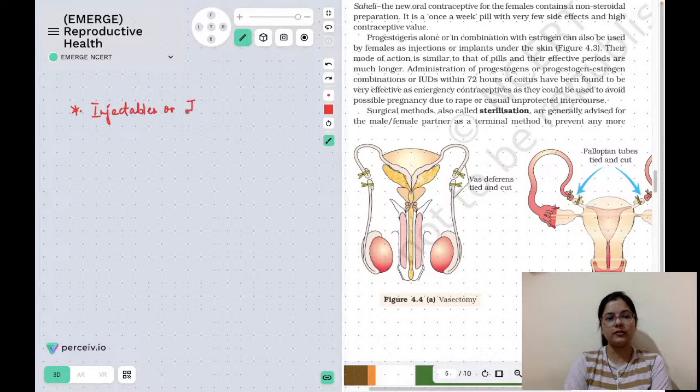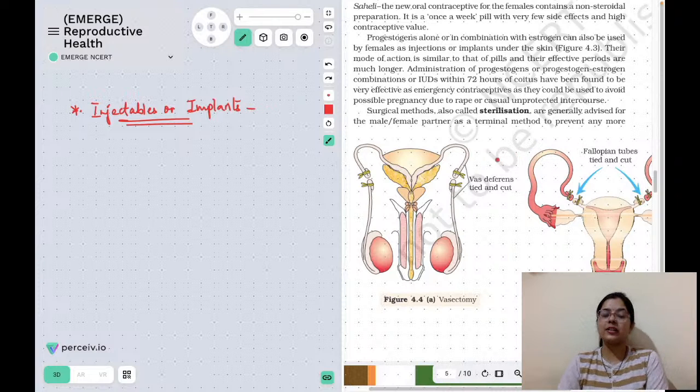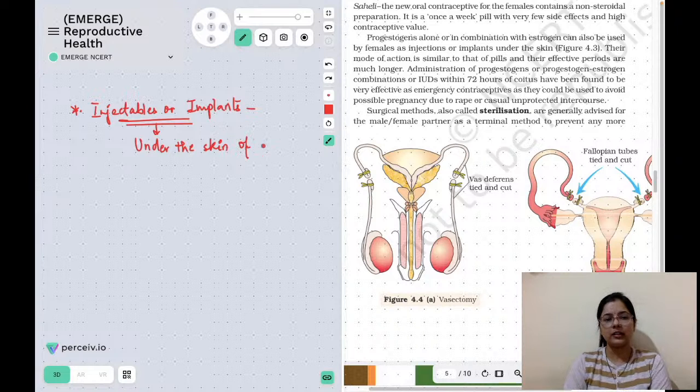Injectables or implants. तो ये होता है, ठीक है? इंजेक्टेबल्स और इम्प्लांट्स जो होते हैं, ये भी फीमेल्स के लिए ही यूज होगा, and that too, as the word is suggesting, these injectables or implants are used under the skin of the female. So this is actually applied under the skin of female.